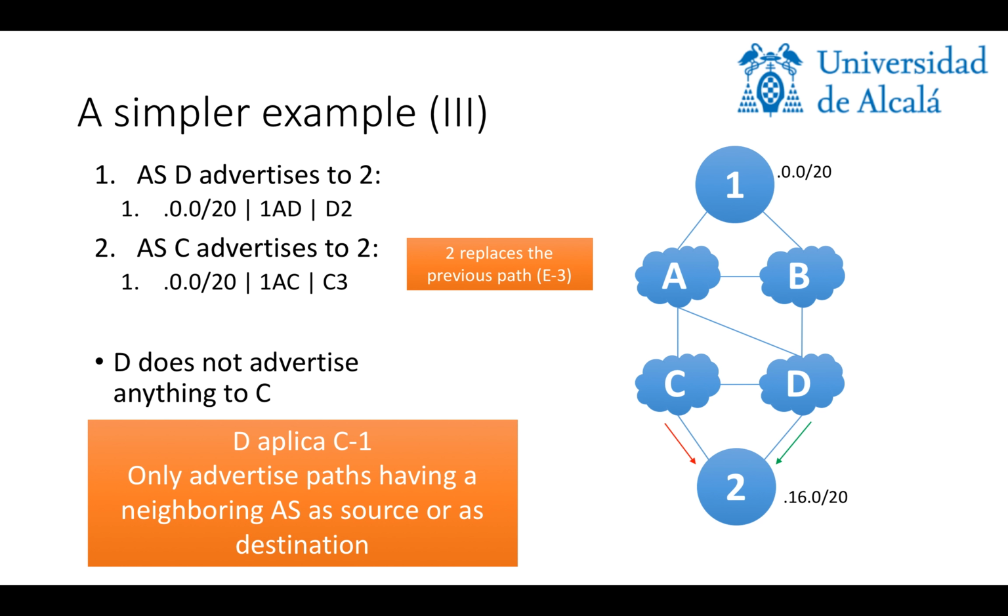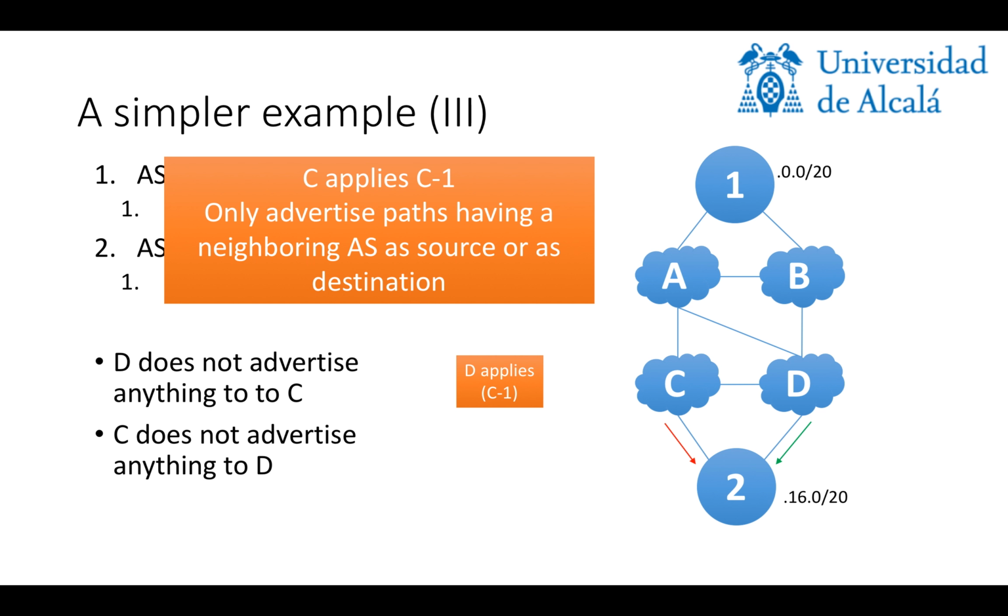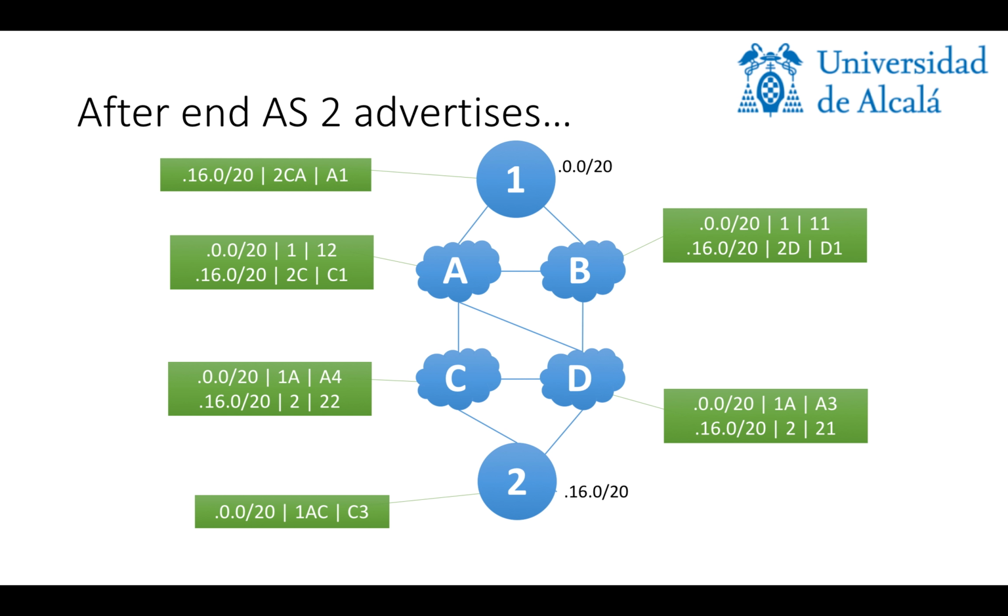D has nothing to advertise to C because per rule C1, it only should advertise paths having a neighboring AS as a source or as a destination. And C will not advertise anything to D because it only should advertise paths having a neighboring AS as a source or as a destination. Well, the protocol would go on, and after the end autonomous system to advertise, the result would be more or less what you can see in the figure. Okay, remember that this is only an example.